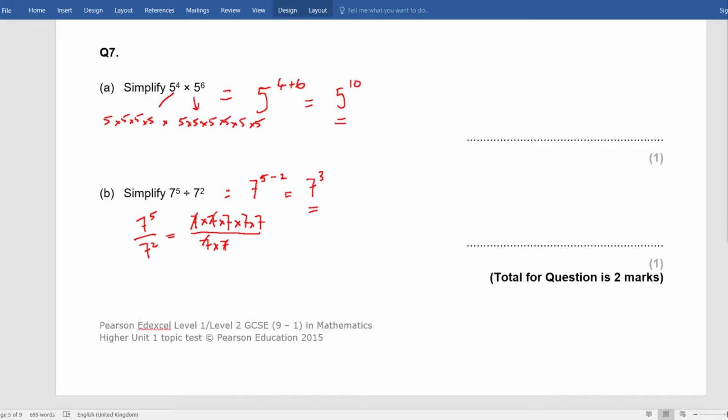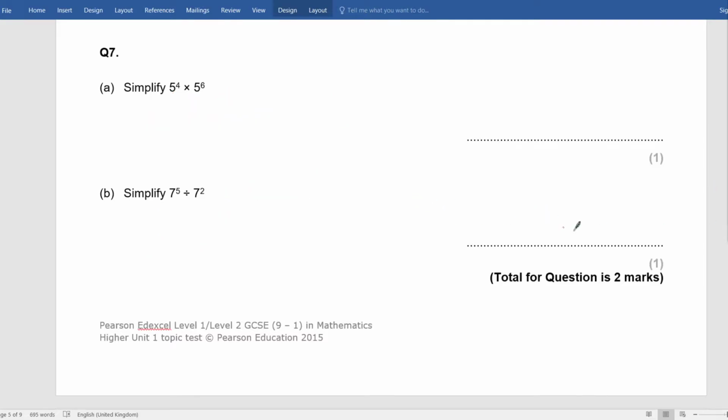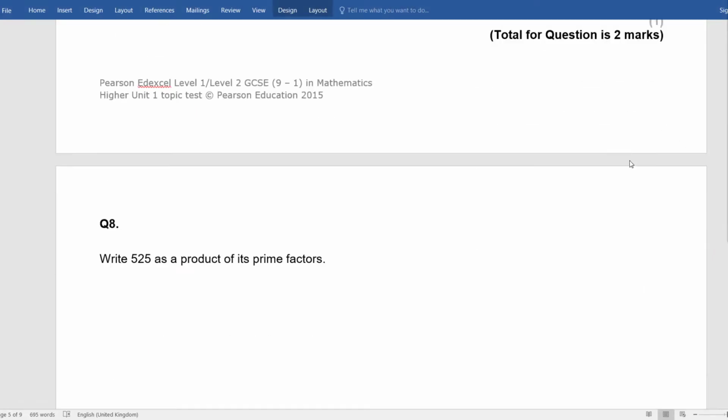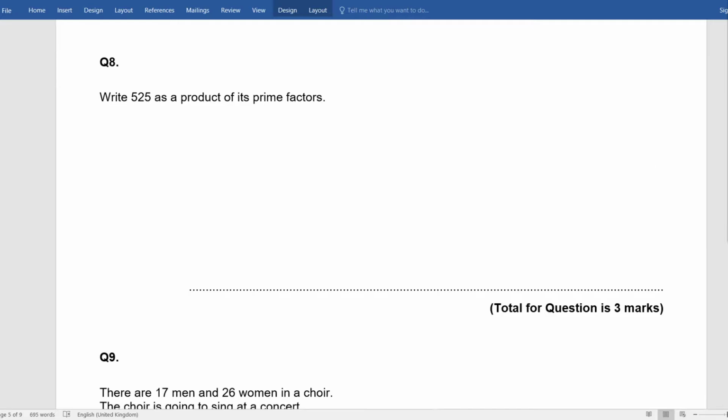This is the laws. Okay, clear that. Scroll further down, question 8. When we're writing this as a product, it's prime factors. A prime factor is a number which has exactly two factors, one and itself. So if we get 525 and get a prime factor at first, the easiest prime factor here is 5. You can spot that in here. So I can circle that straight away because it's a prime factor.